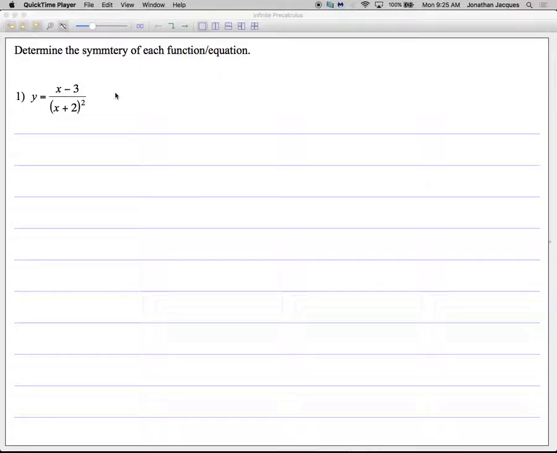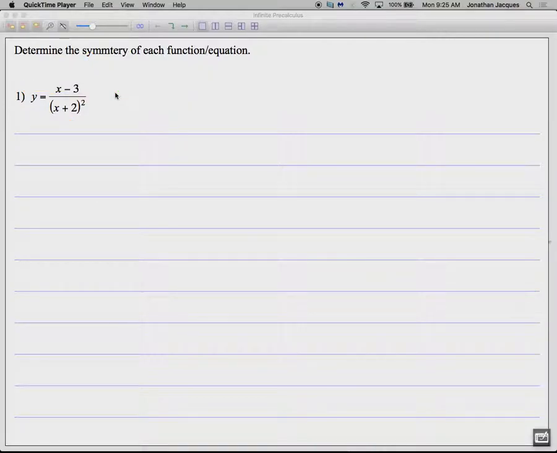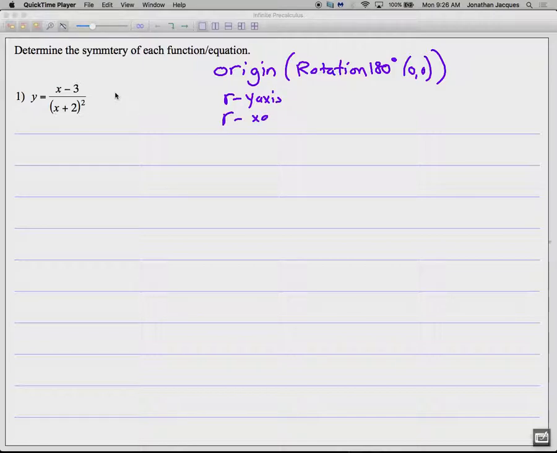We're going to look at a couple of examples of finding symmetry. The three symmetries that I'm looking for are origin, also known as a rotation of 180 degrees around the point 0, 0. We're going to look at y-axis, and we're going to look at x-axis.